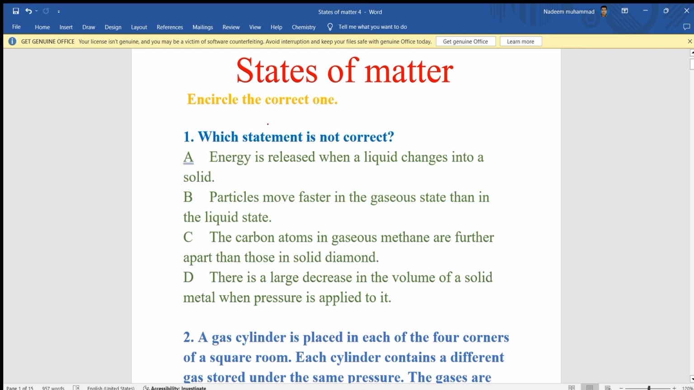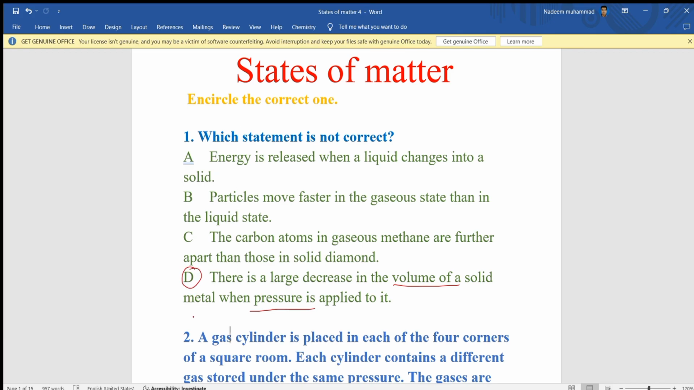The carbon atoms in gaseous methane are further apart than those in solid diamond. There is a large decrease in the volume of a solid metal when pressure is applied to it. We know that solids have a definite volume and there is no change in the volume of the solid when pressure is applied to it. So this option D is the incorrect one.